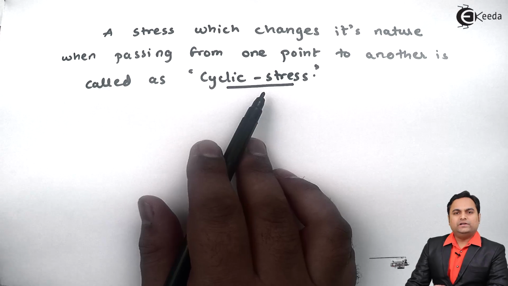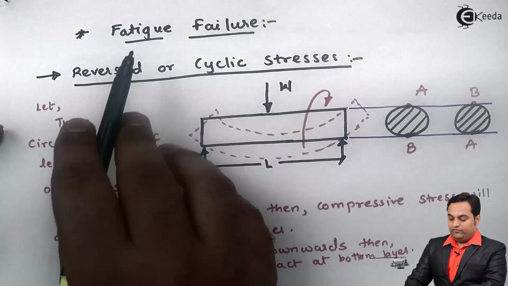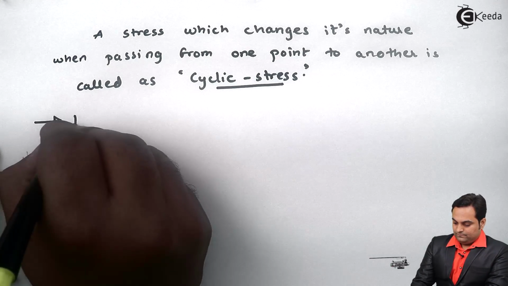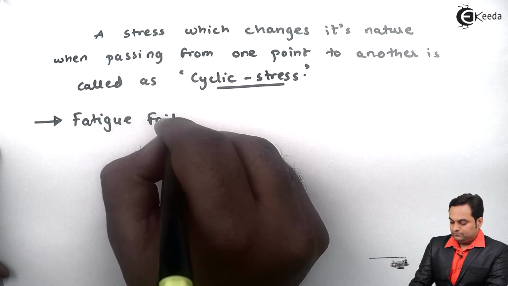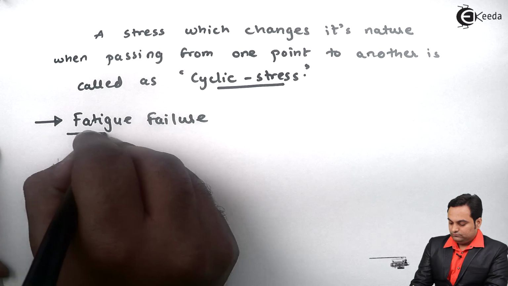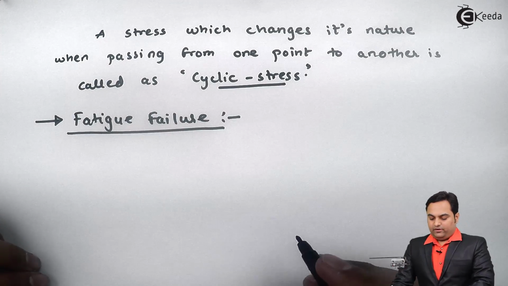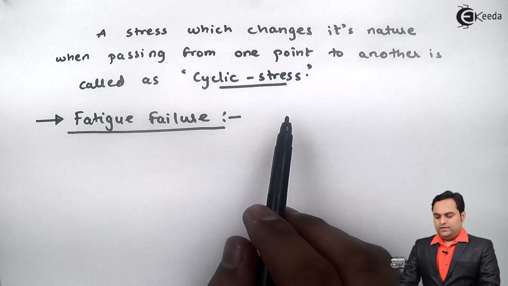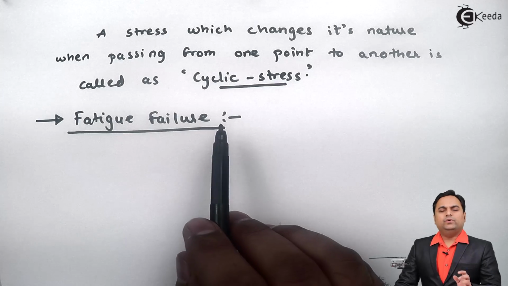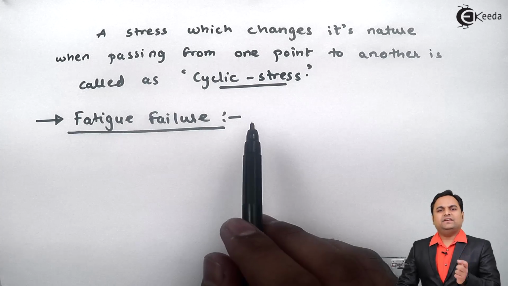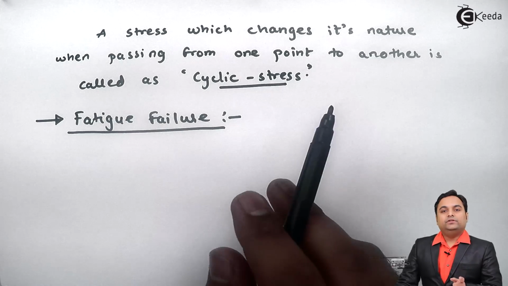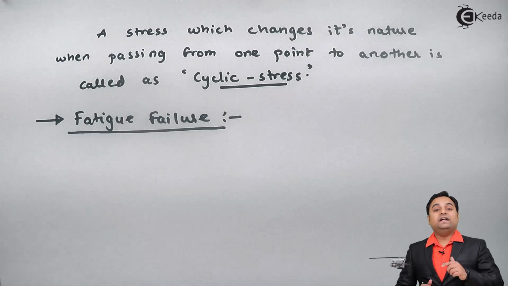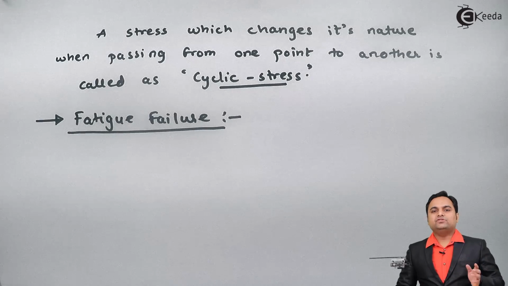Now once we understood what is cyclic stress, then we can easily go for fatigue failure. So here I will write down after cyclic stress, fatigue failure. Now in fatigue failure, as we have seen in cyclic stress, the stress changes its nature. Similarly in fatigue failure, the load which is acting will change its direction and it will change its value. That is, the same machine member will be subjected to different values of load and in different directions. So it is somewhat similar to reversed or cyclic stress.